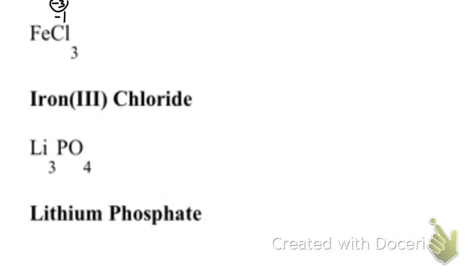The reason we had 3 lithiums is because, as you'll remember from your polyatomic ions, the phosphate has a -3 charge. So in order to cancel it out, lithium has only a +1 charge on its own, so we needed 3 lithium in order to cancel out the -3 charge of phosphate. Because lithium is a group 1 alkali metal, and all the group 1 metals have a +1 charge. That's ionic naming.